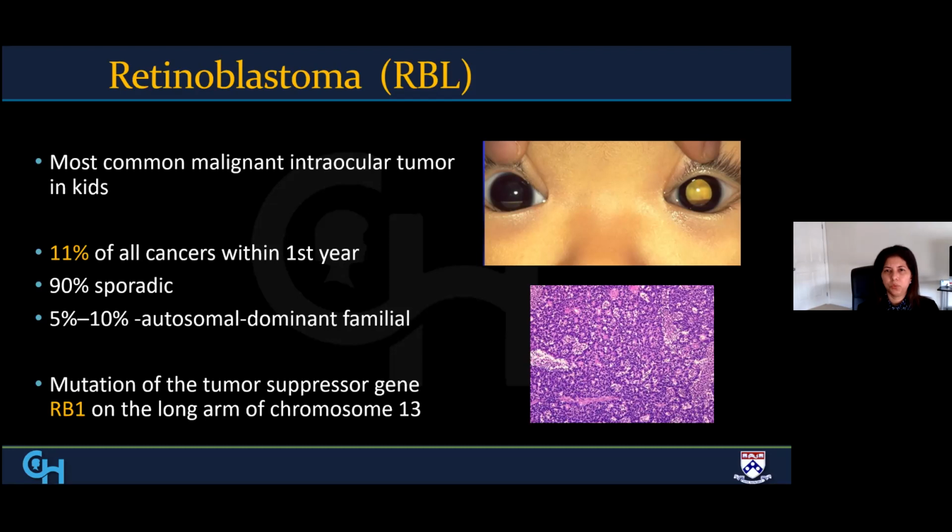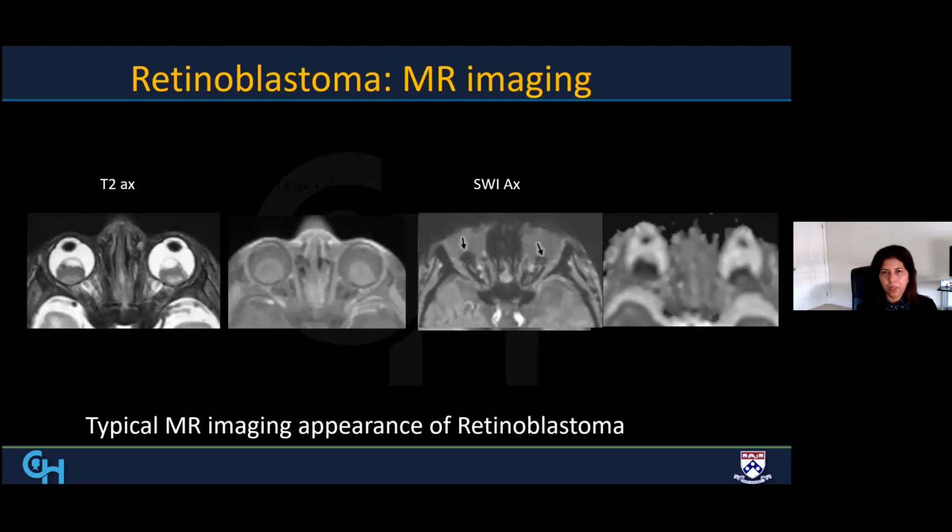These usually present with a white eye and lack of red reflex, as you can see in this picture here. They belong to the group of small blue cell tumors and are highly cellular and will show diffusion restriction on imaging. So here are the typical examples of retinoblastoma on magnetic resonance imaging.